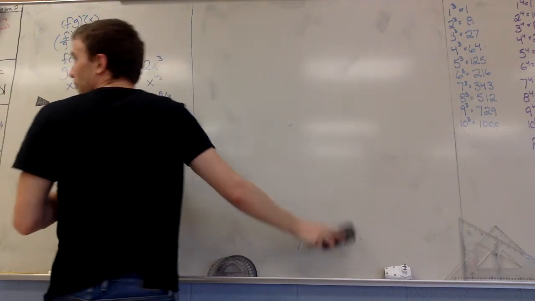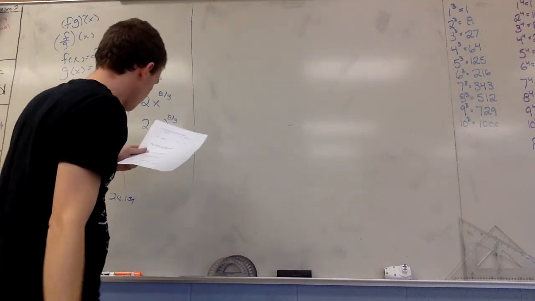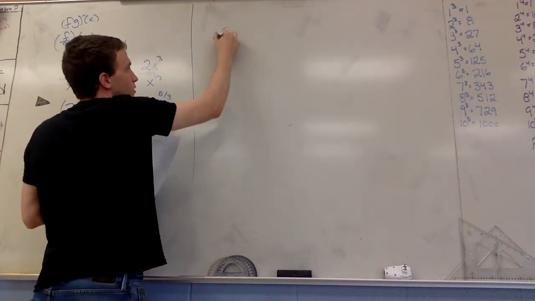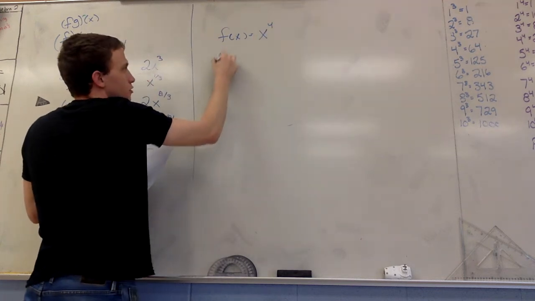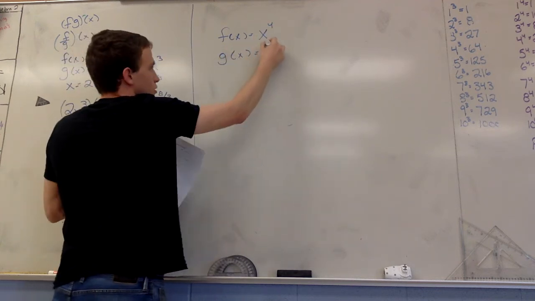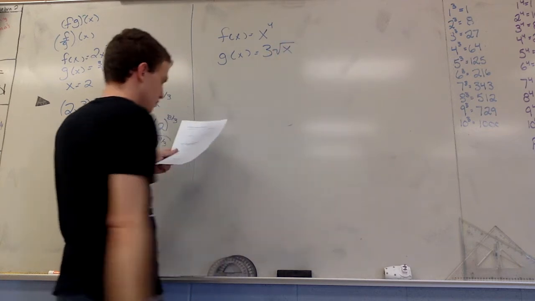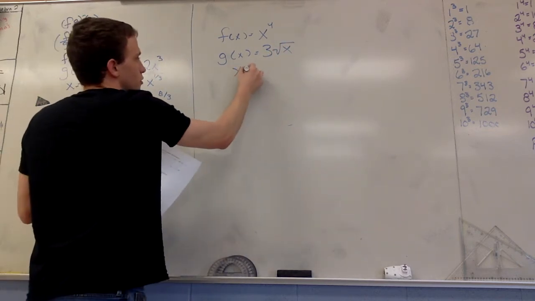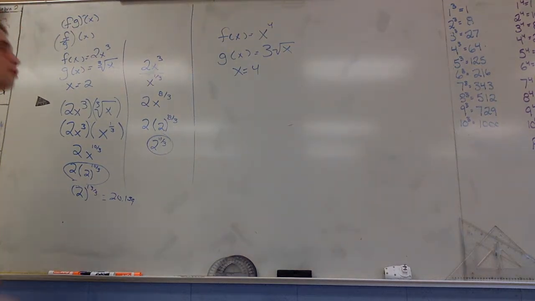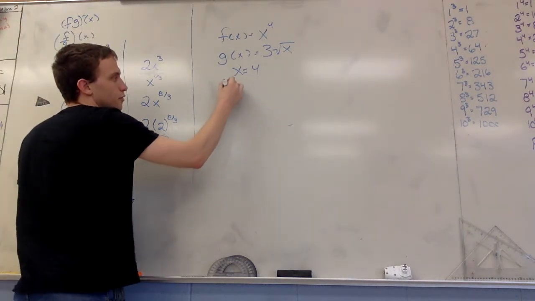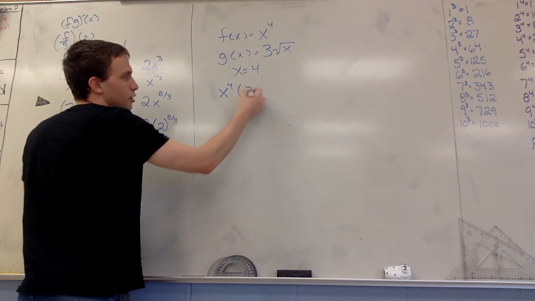Almost done. We have like 3 problems left. F of x is x to the 4th. G of x is cube root of x. And x is going to equal 4 here. Okay, first off, we need to multiply. So that's going to be x to the 4th times the cube root of x.